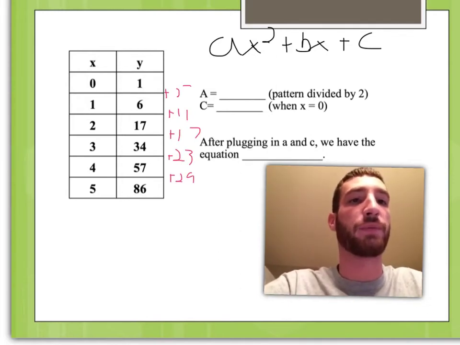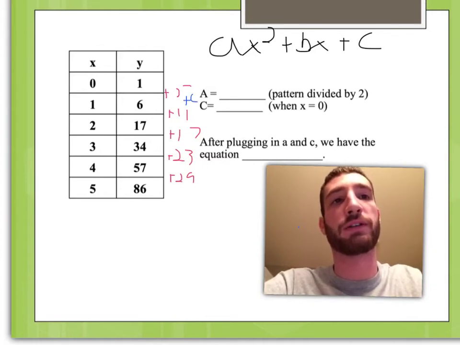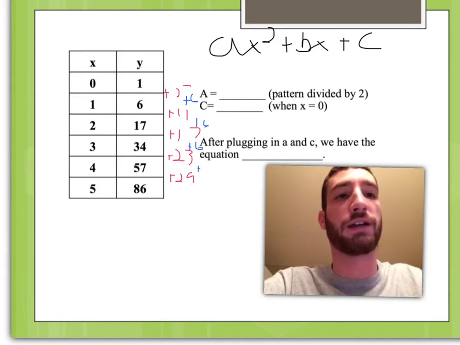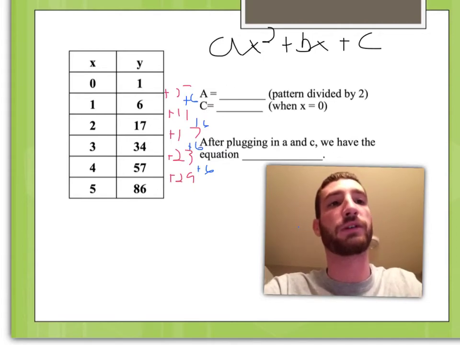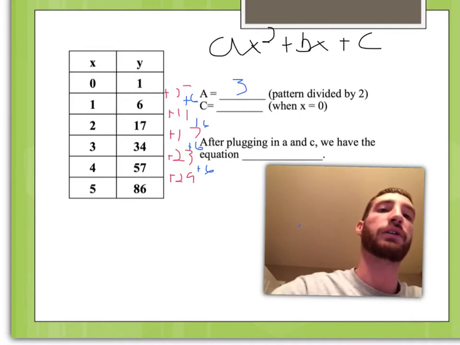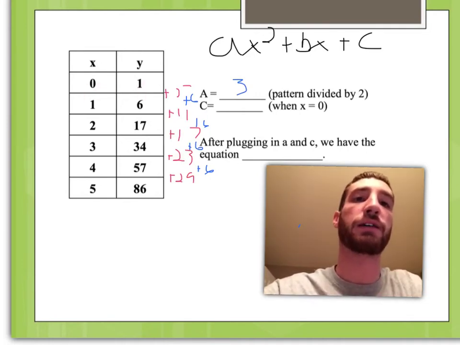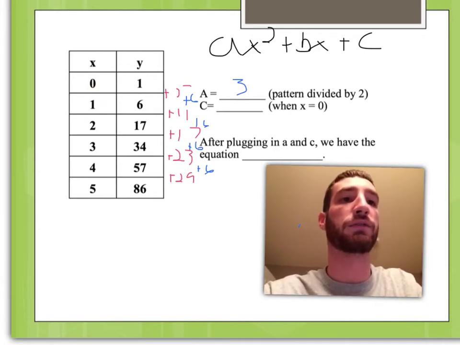So that's not a recurring pattern right there, but if we look from 5 to 11, it would be a plus 6. 11 to 17 is plus 6, 17 to 23 is plus 6, and 23 to 29 is a plus 6. So therefore, to find our a, we're going to take our recurring pattern, divide it by 2. So 6 divided by 2 is 3. And then to find our c, you look when x is 0, y is 1. So that means that our c is equal to 1.